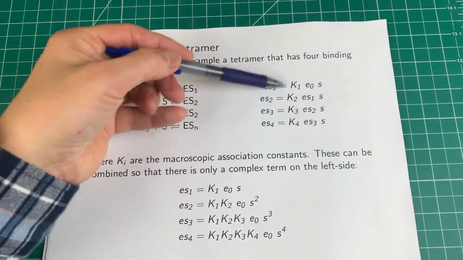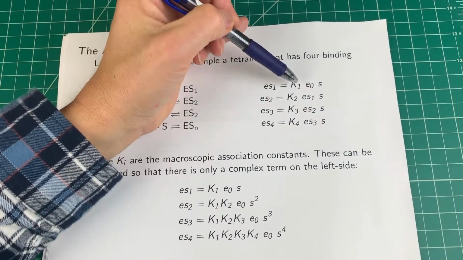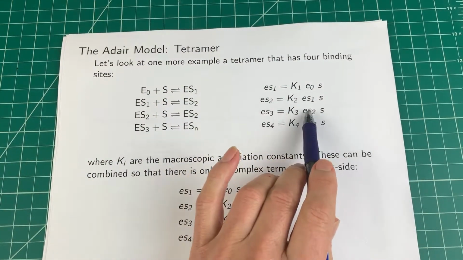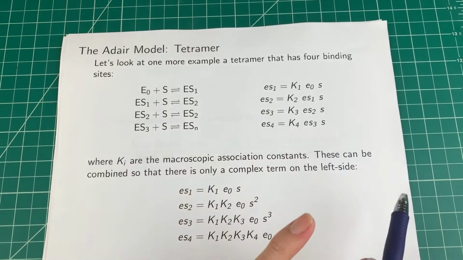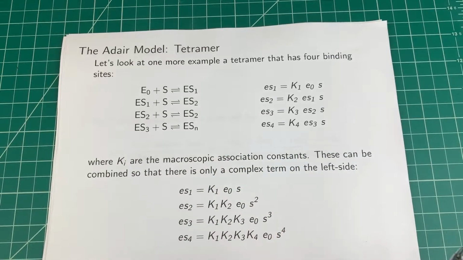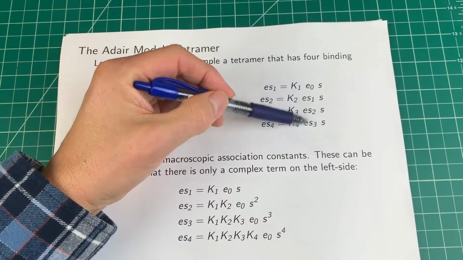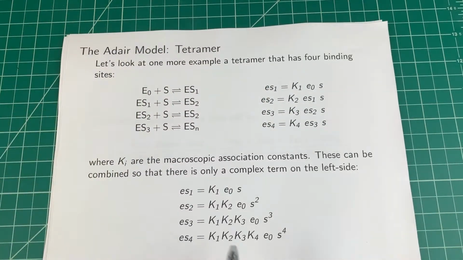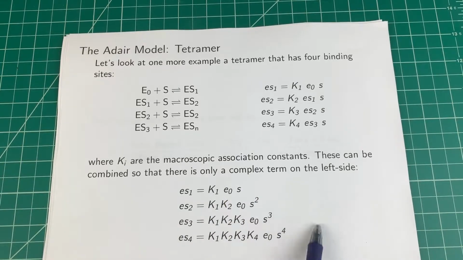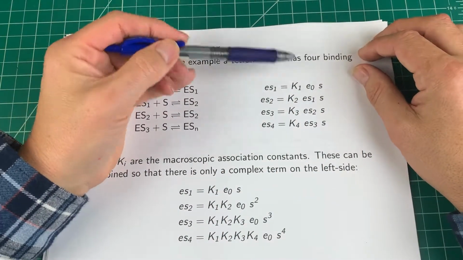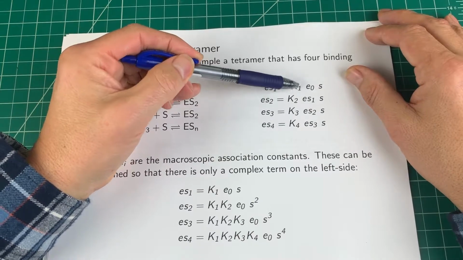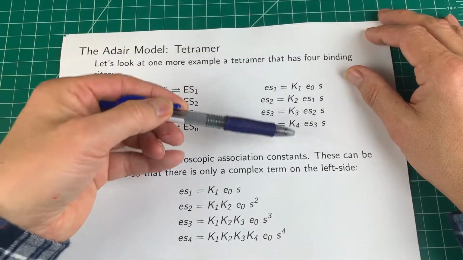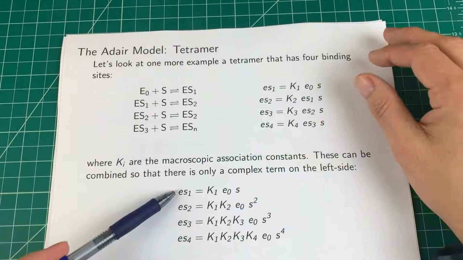Now we can combine these. For example, I can take this term and drop it into there, take this term and drop it into there, and this term into there. If I do that, I can eliminate all the complex terms on the right-hand side, so I'm only left with the complex terms on the left. So I end up with this. I've just substituted the top one into the second one, the second into the third, and the third into the fourth, cascading these substitutions. And when I do that, I get this.